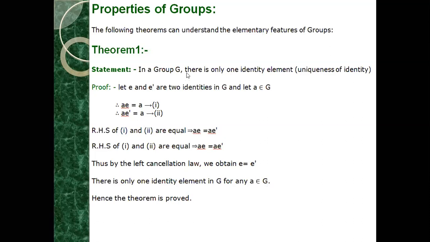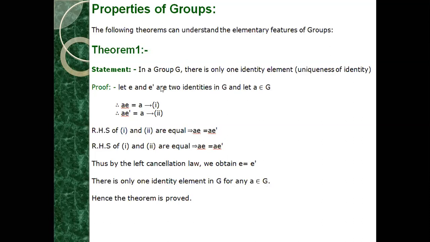So the given statement is: the identity element in a group is unique. So here given G is a group. When we say that G is a group, G satisfies the four laws: closure, associative, identity, and inverse. So from that we prove this statement. First we consider E and E dash as two identities in G, and consider an element A belongs to G.